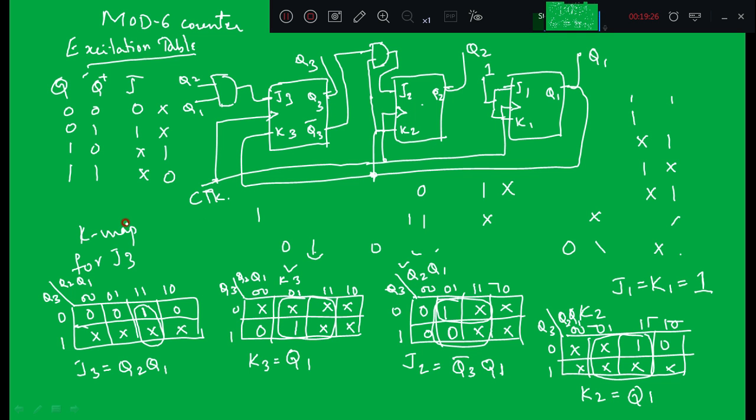With this I'll finish this class. I finished the design of counters using 3 different flip-flops, and we are left with only one flip-flop, which is SR flip-flop, that we will see in the next slide.